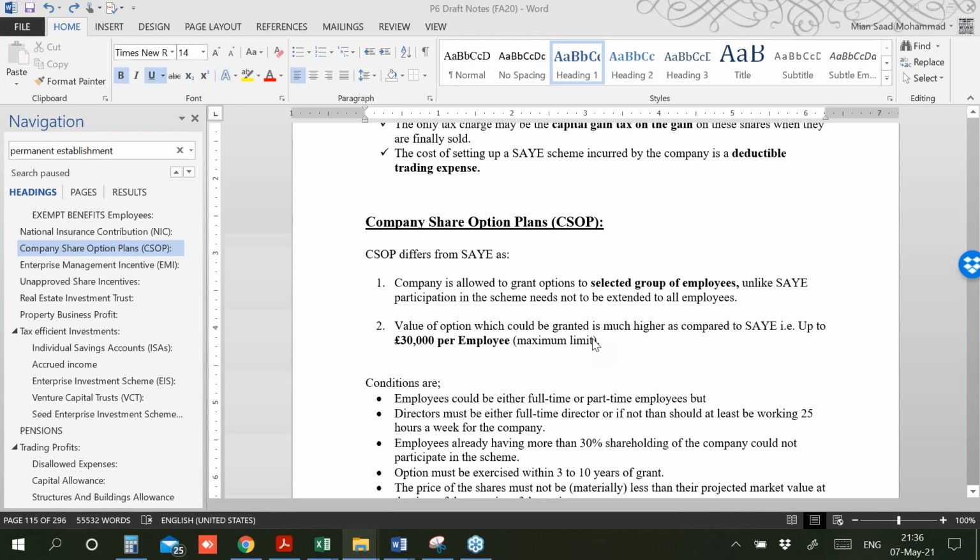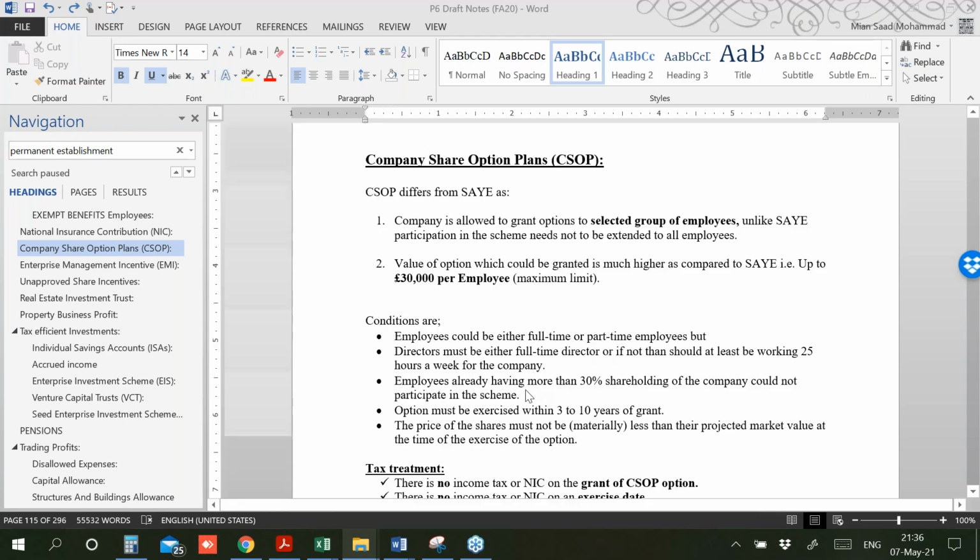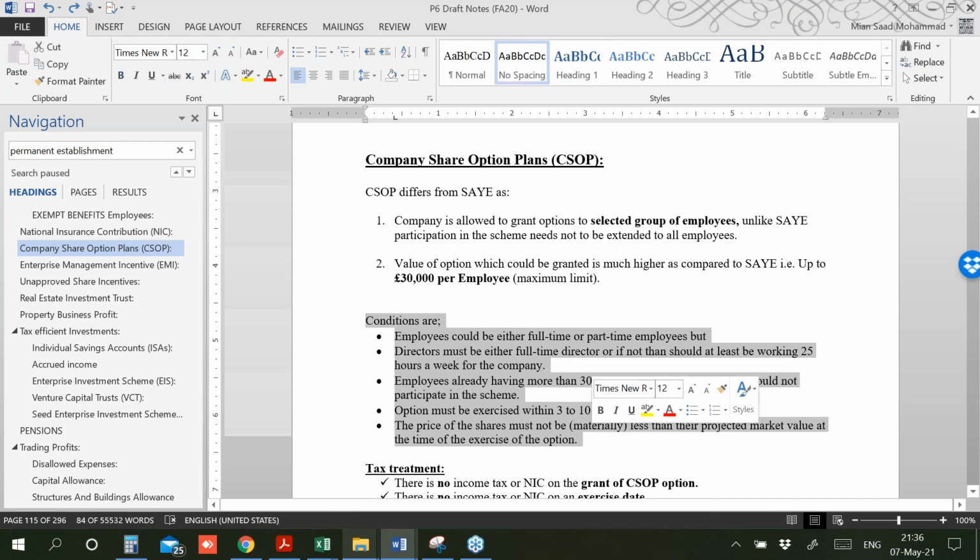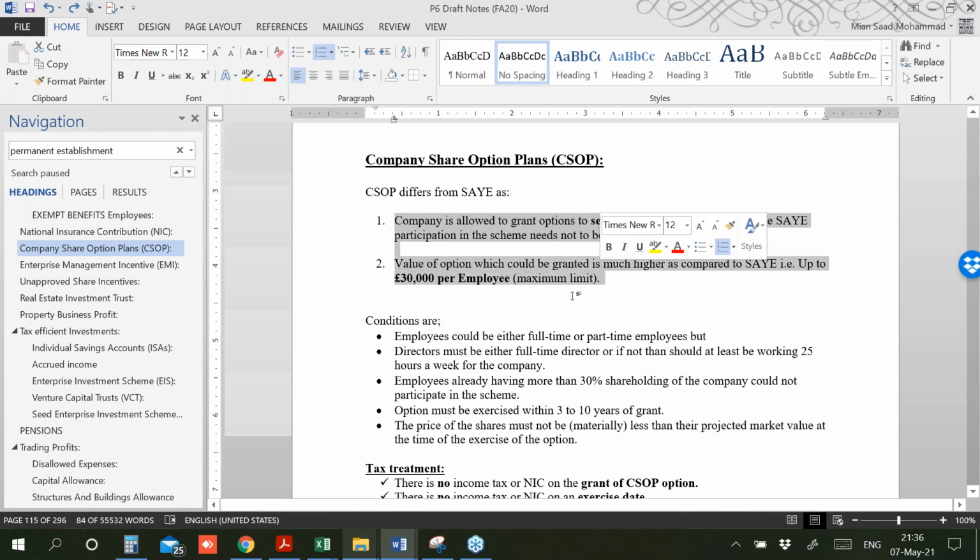Here, the employee can be either full-time or part-time. If they are directors, they can be full-time. If not, they should be working at least 25 hours for the company. Employees who already have more than 30% holding cannot participate in this, and options should be exercised within 3 to 10 years. But you are not supposed to tell these conditions here; I am telling you for your concept. You only have to tell about the flexibility, and the flexibility deals with these 2 points and the tax implications, which is this.